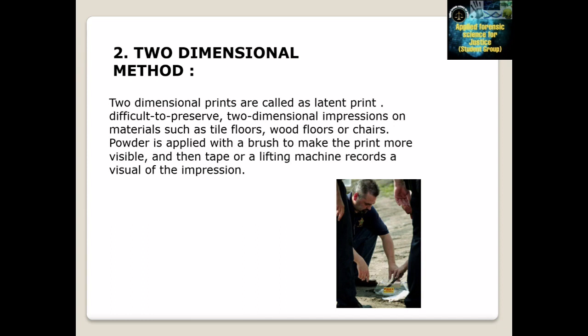Second, how to capture two-dimensional prints. Two-dimensional prints are also called latent prints. They are difficult to preserve, on materials such as tile floors or chairs. Powder is applied with a brush to make the print more visible, and then tape or a lifting machine records a visual of the impression.